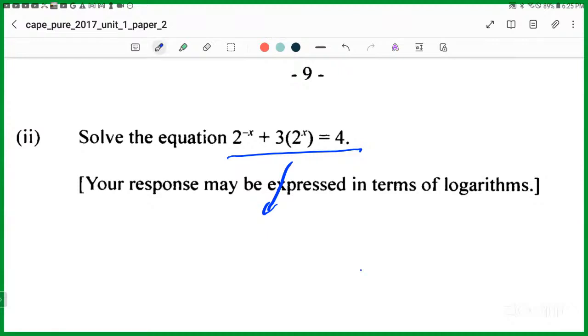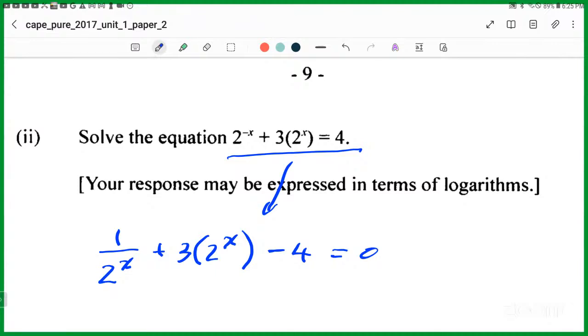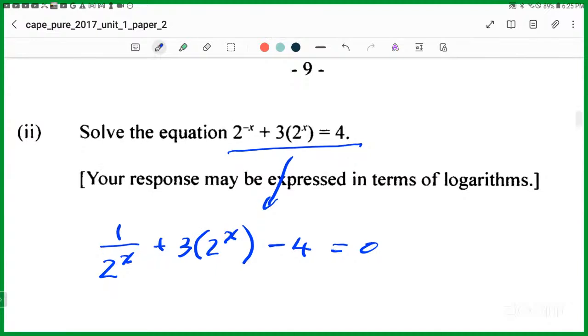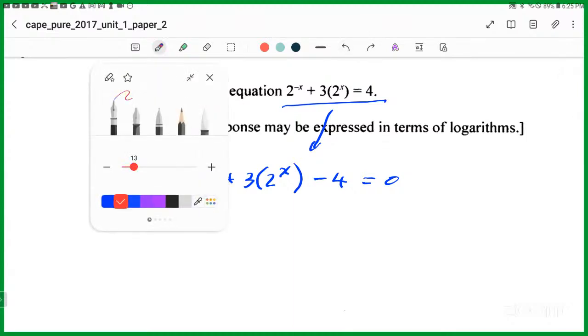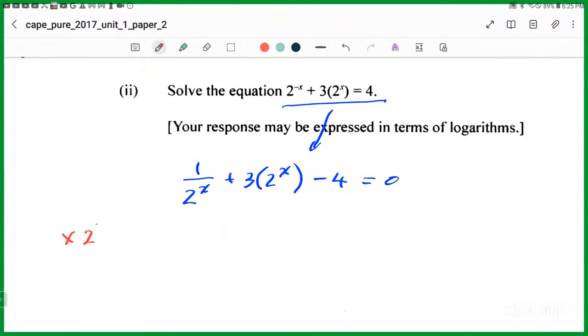All right, so I'm going to write this here as 1/2 to the x to begin, plus 3 times 2 to the x. I'm trying to make a quadratic, so I'm going to take this 4 and bring it on this side. It has -4, so I have my equals 0. Now we're going to multiply by 2 to the x, and it becomes a quadratic in 2 to the x.